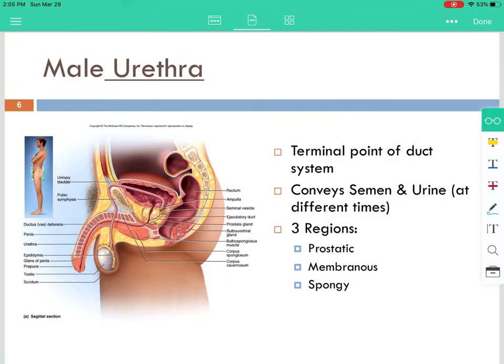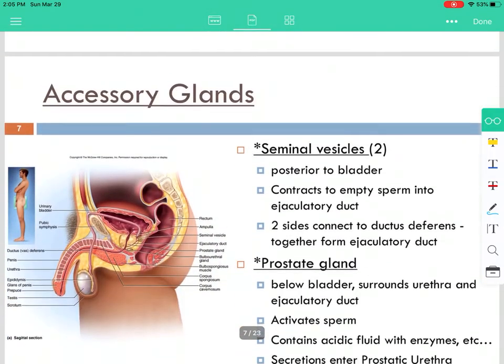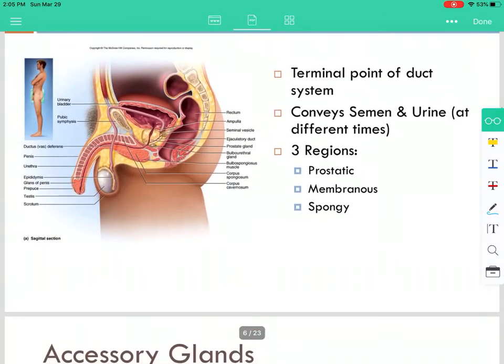Here's a side view, a lateral view, that we can see. And in that lateral view, we can see the urethra. And again, the urethra will convey semen or urine at different times. Okay.